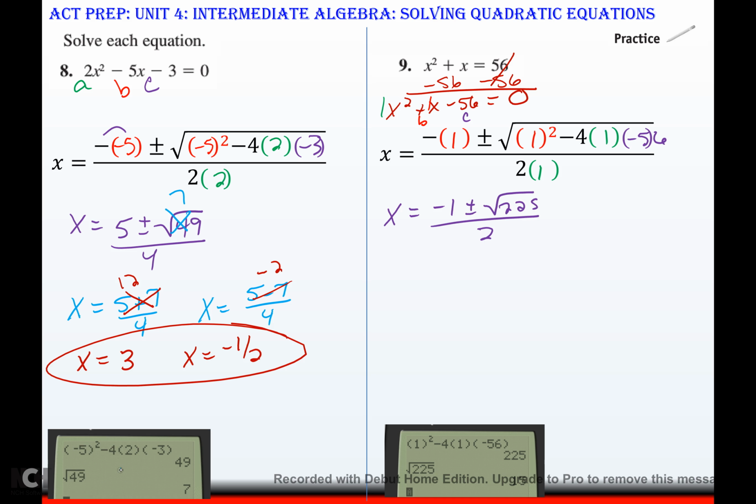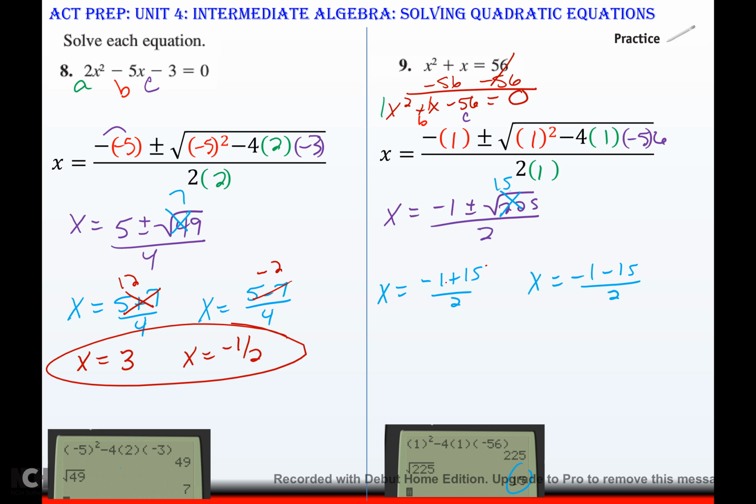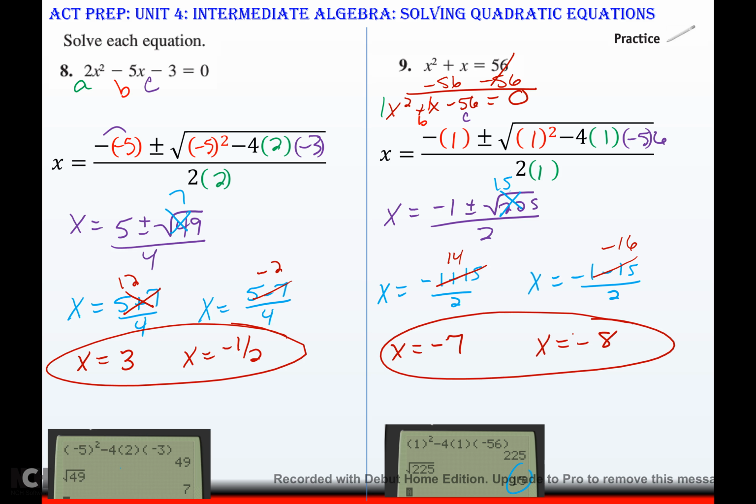The square root of 225 is 15. So my two solutions are negative 1 plus 15 over 2, and x equals negative 1 minus 15 all over 2. Simplifying those, negative 1 plus 15 is 14, divided by 2 is negative 7. Negative 1 minus 15 is negative 16, divided by 2 is negative 8.